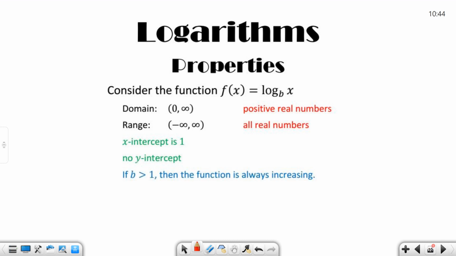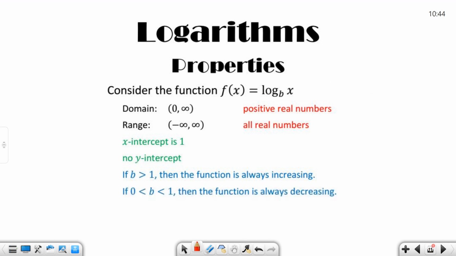And then if b is greater than 1, if the base is bigger than 1, then the function is always increasing. So the function looks something like this. It goes through this point 1, and it does something like this. It's always increasing, always going up from left to right.